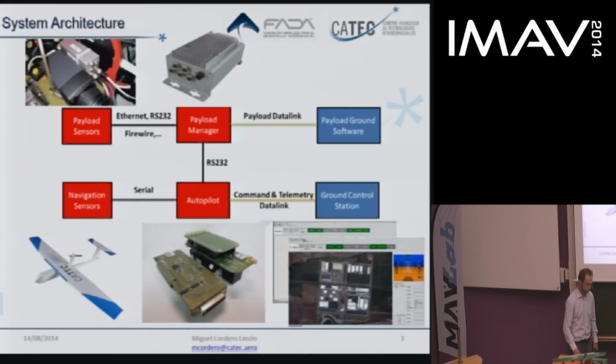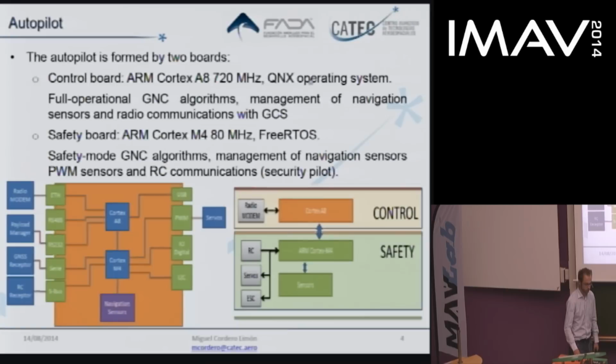This is how our autopilot looks like. This was the older version. This is the new one. Well, this is one of the fixed-wing UAVs we have developed at CATEC. So to start with the first component, the autopilot. Our autopilot has been made by us, both the hardware and the software.